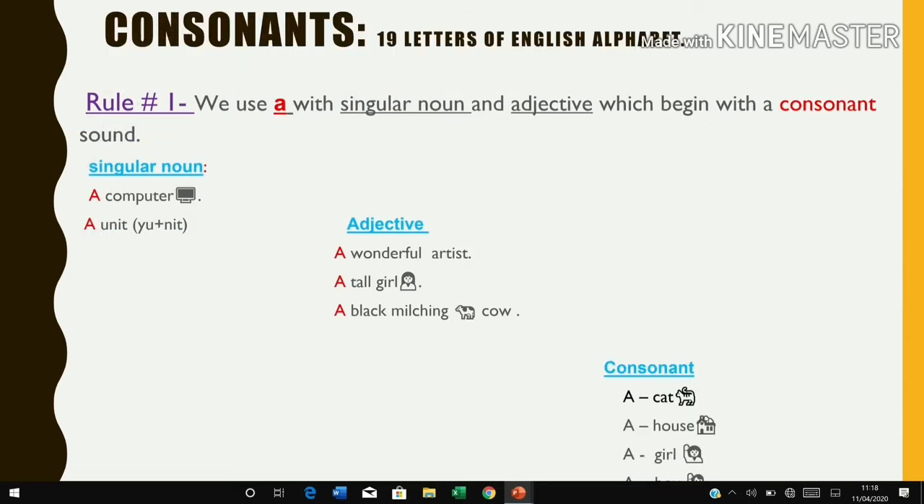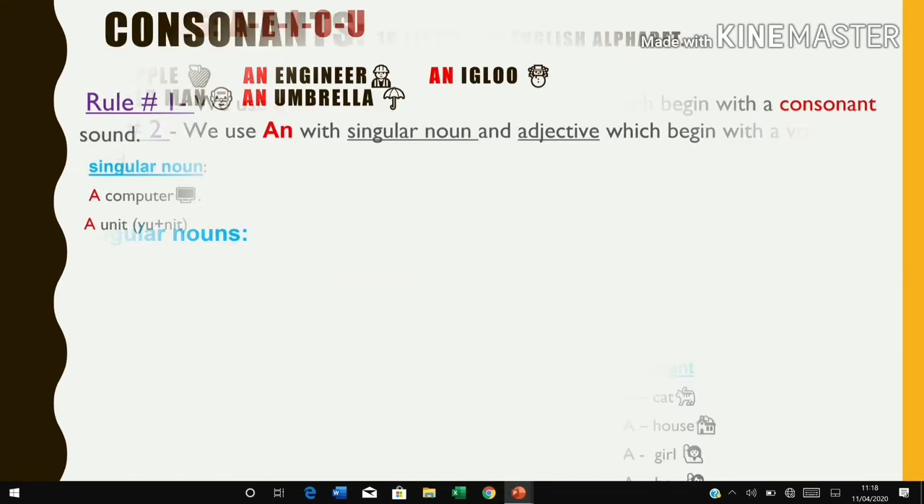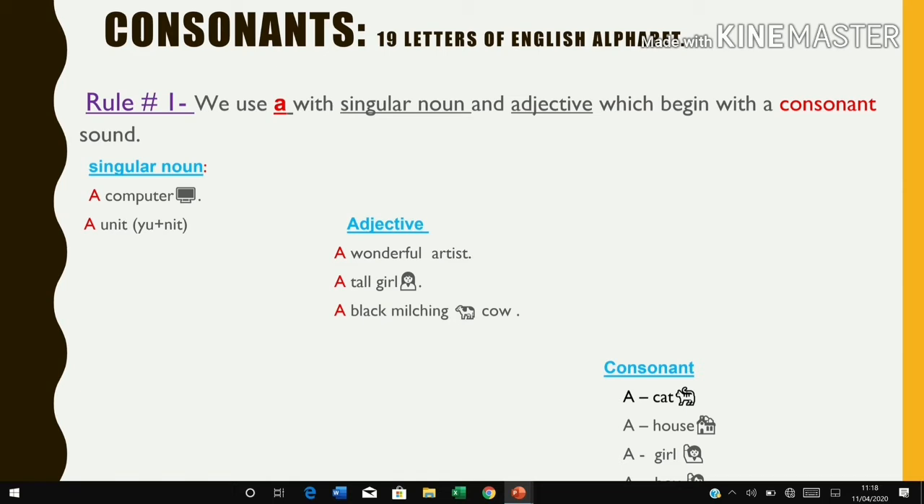Cow starts with the sound k. And here are a few examples with h: house starts with the sound ha, and so on. So the rule says we have to use a before the singular noun and adjectives which begin with only a consonant sound.